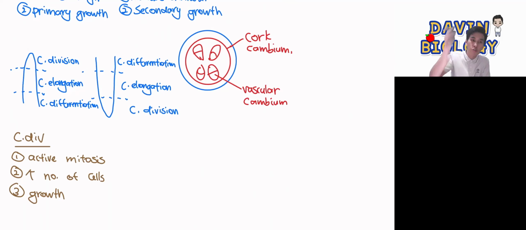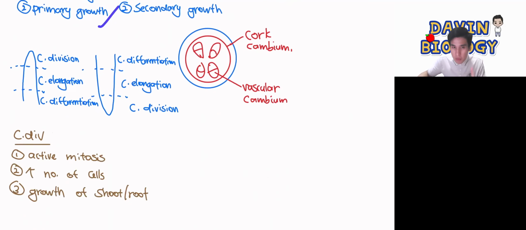Depending on whether the question is asking about shoot or root, you answer differently. If the question is showing shoot, then you say growth of shoot. If they show you root, then you say growth of root. So this is the simple thing you need to know. Mitosis, more cells, growth. That's it. That's basically primary growth. And on top of that, very often they also like to ask about the characteristics of the cells. So state the characteristics of the cells found here.